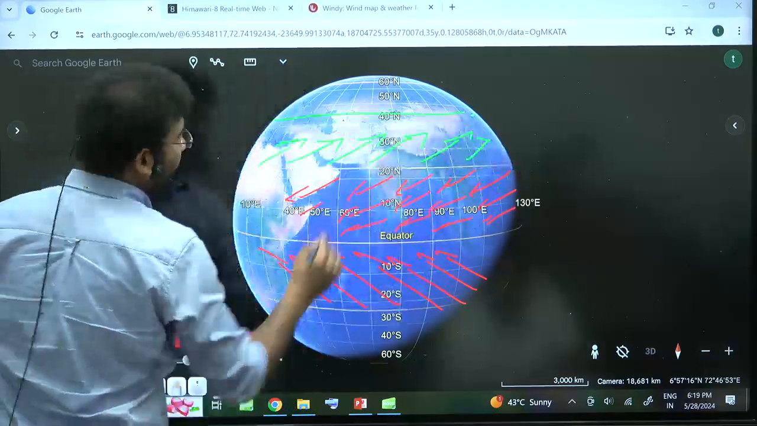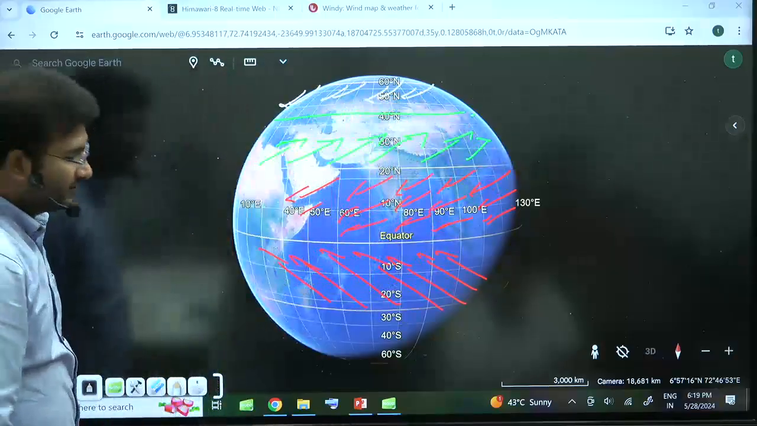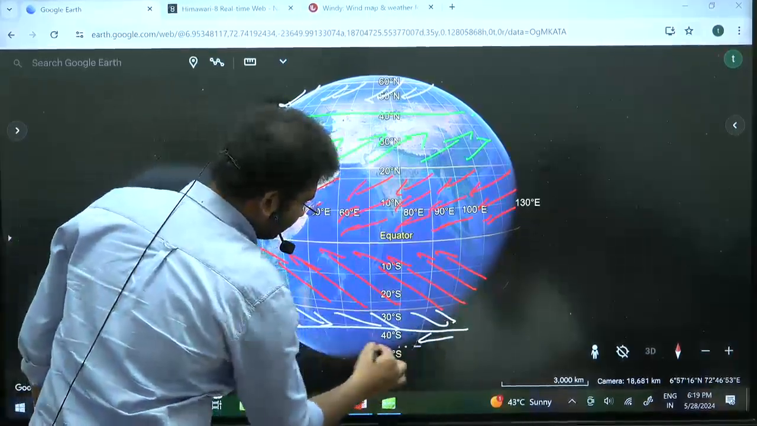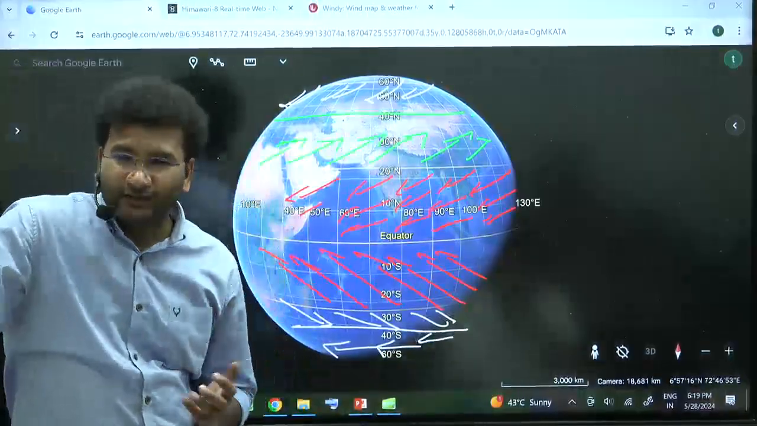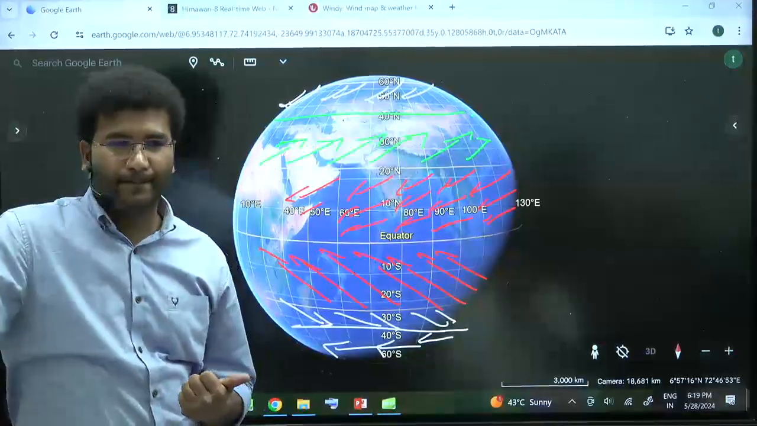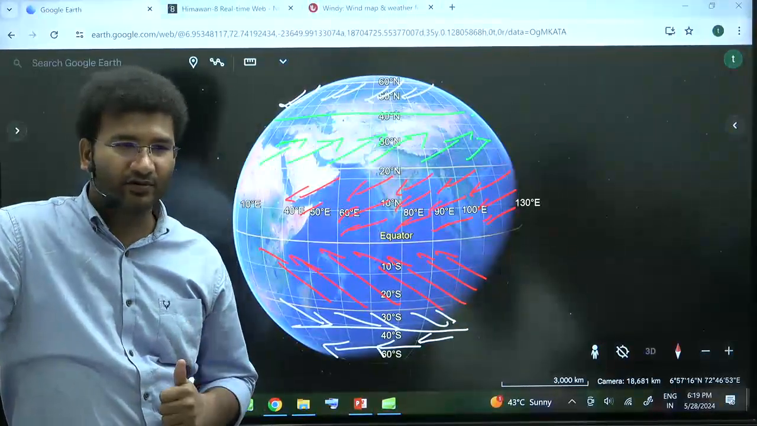Okay? Again you have easterlies here. Right? Same way, westerlies. Again easterlies. So do you have more winds of easterlies on the earth or more winds of westerlies on the earth? Easterlies are the most. Okay? The easterly winds are more.